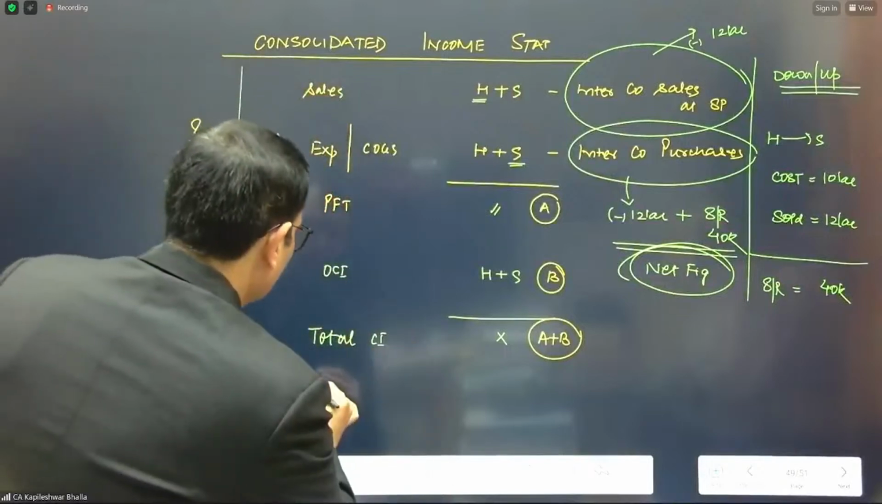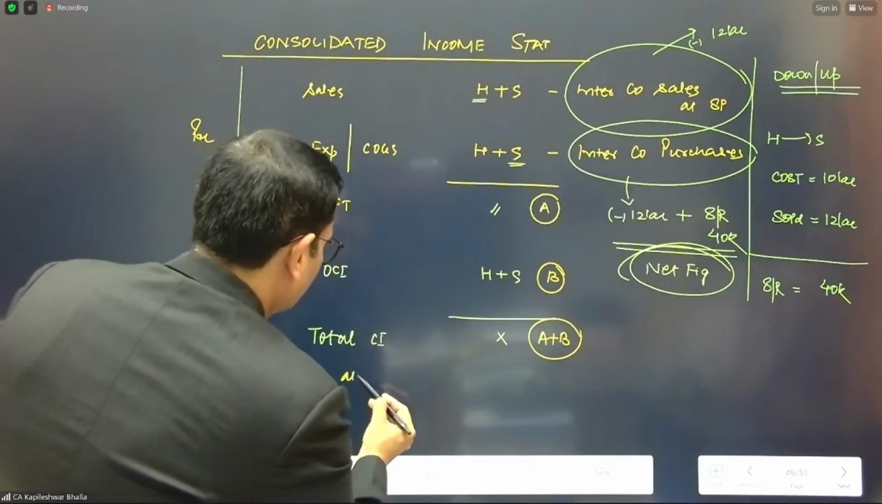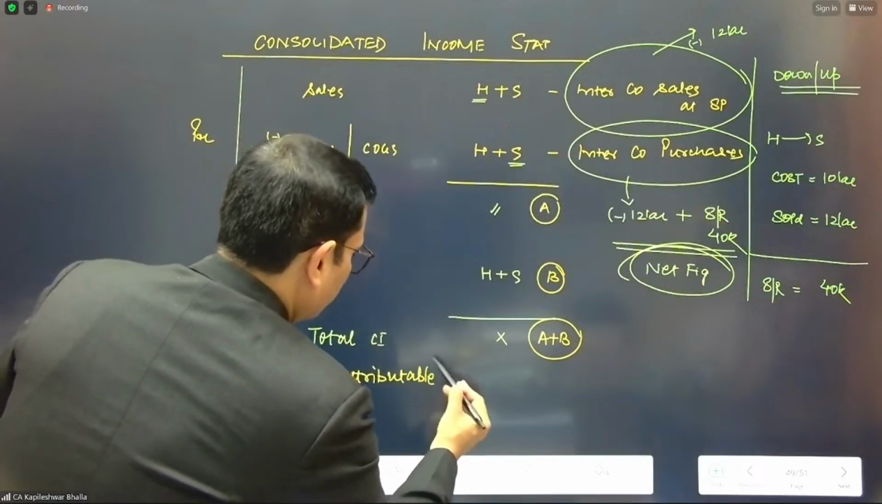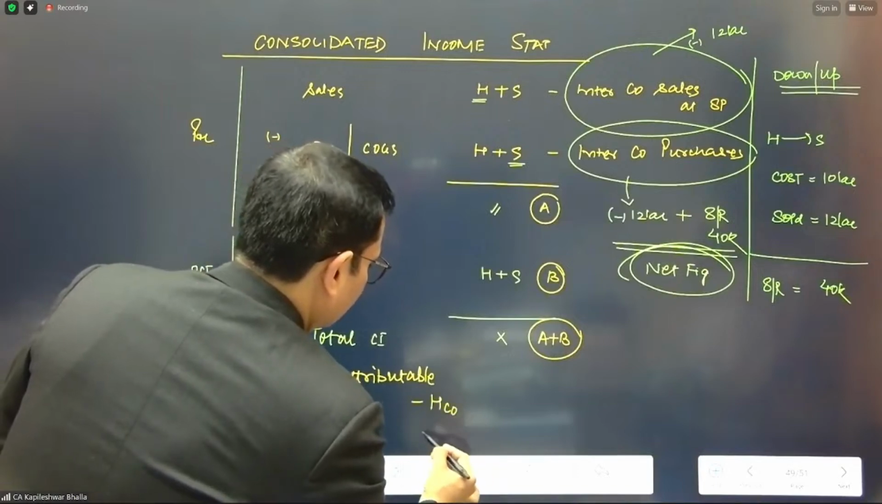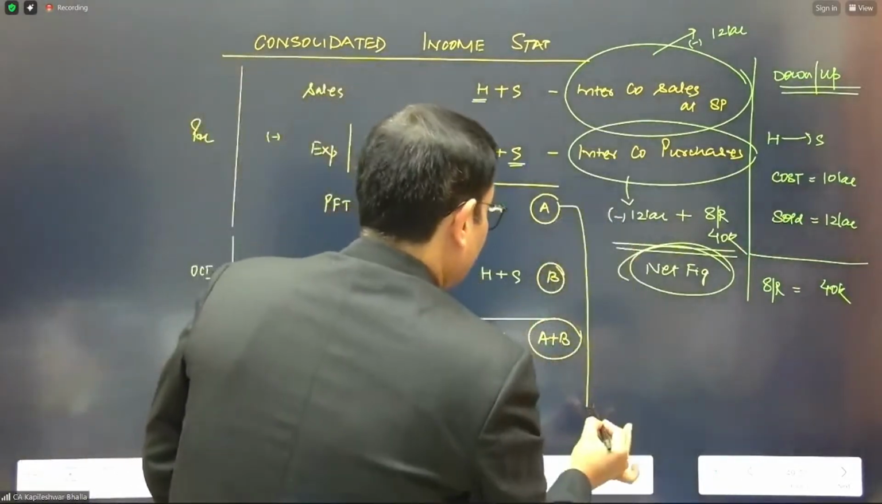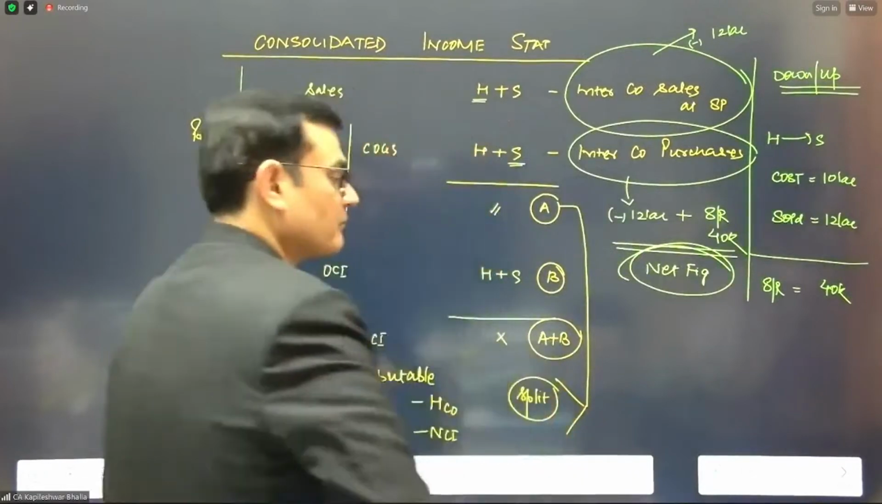So what we'll do, we will segregate the profits which is attributable to the holding company and the NCI. So this figure has to be split. You need to show the split at this stage.